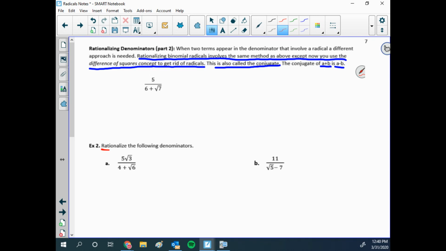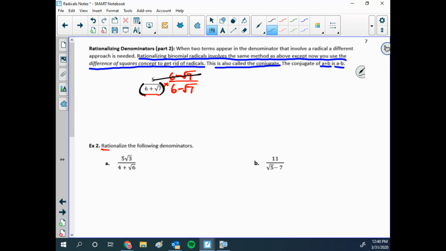So to rationalize the denominator here, I have this binomial, and I need to multiply by the conjugate. The conjugate of 6 plus root 7 is 6 minus root 7. And whatever I multiply the denominator by, I also have to do to the numerator. Now, for the sake of this question, I'm just ignoring the numerator, and I just want to talk about what happens in the denominator and why it's important.